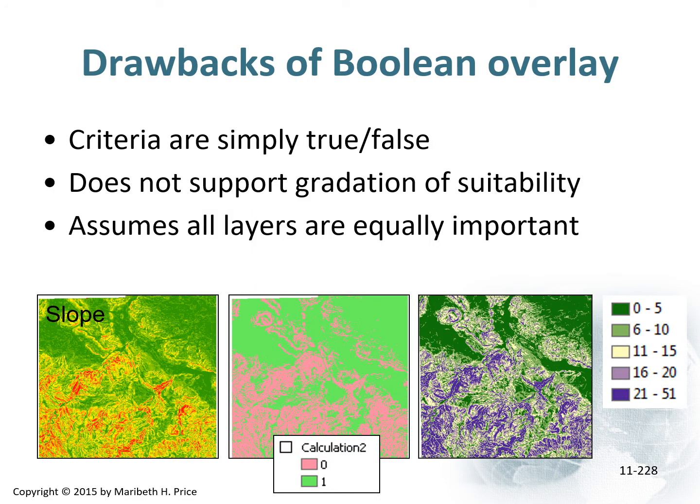Drawbacks of Boolean overlays: it is just plain out simple. Simple can be problematic because a lot of things that are simply true or false in reality just aren't going to be simply true or false. Boolean overlays don't support that differentiation, that gradation of suitability. It doesn't allow for maybe.